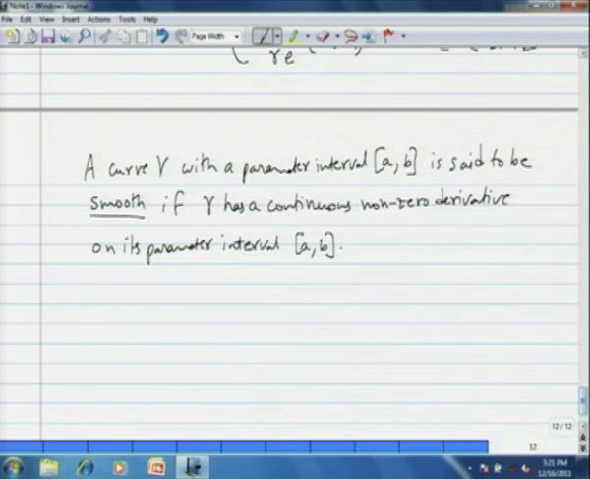Firstly, if gamma is a curve, it is a function. So, gamma prime should be defined at every point in the closed interval a b. At the end points the definition of derivative needs modification, because you take one sided limits, for a or for b. But nevertheless gamma should be differentiable at every point in the interval.